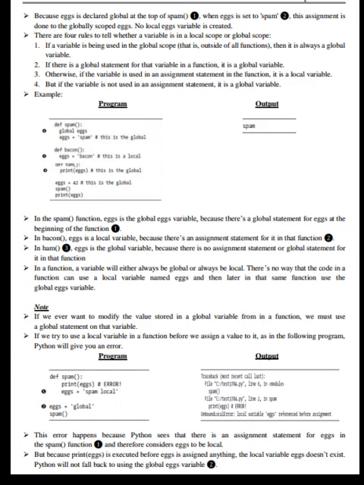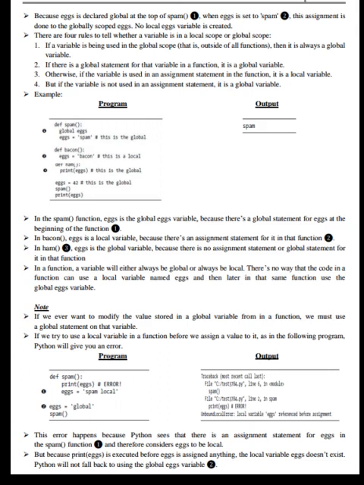In the spam function, x is the global x variable because there is a global statement for x at the beginning of the function. In backend, x is a local variable because there is an assignment statement for it in that function. In ham, x is the global variable because there is no assignment statement or global statement for it in that function. In a function, a variable will either always be global or always be local.